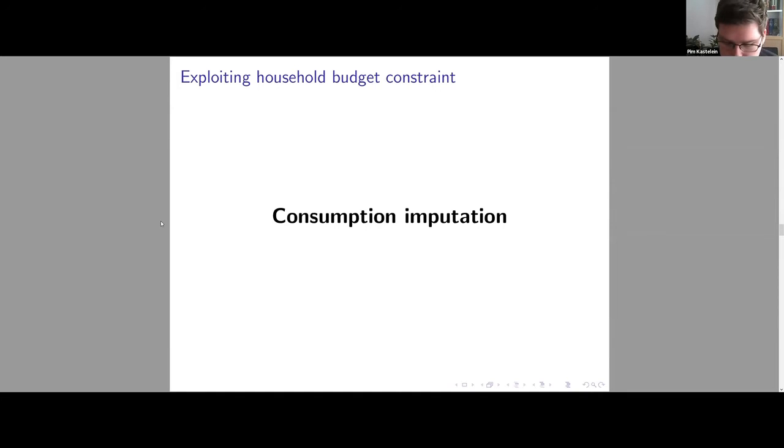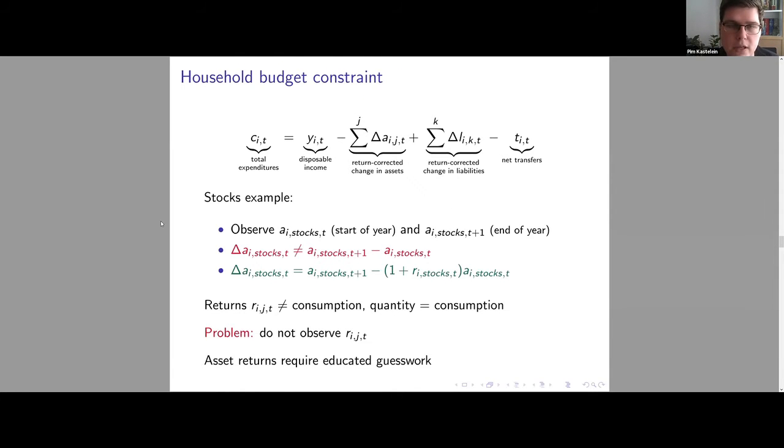Now, what's the antidote to this? What's the other imputation technique that we're using? So we're exploiting the household budget constraint in the administrative data. So here is, again, the household budget constraint. It looks a little bit different here. So we have on the left-hand side total expenditures being equal to disposable income minus the return-corrected change in assets and liabilities. So the reason why we have to correct for the returns on assets and liabilities, we can think of stocks here, for instance.